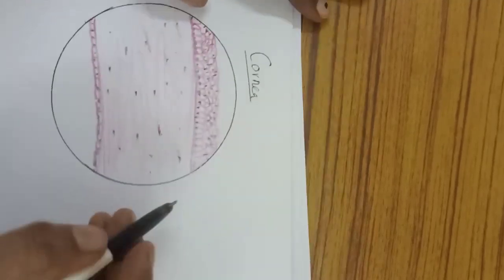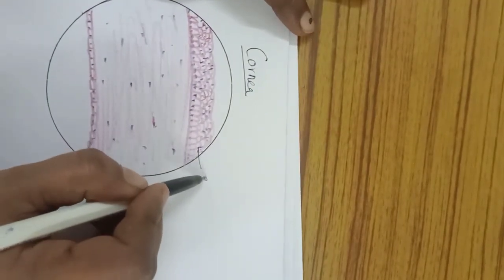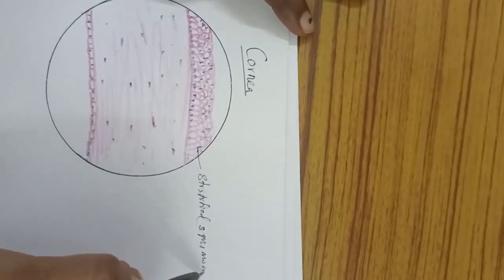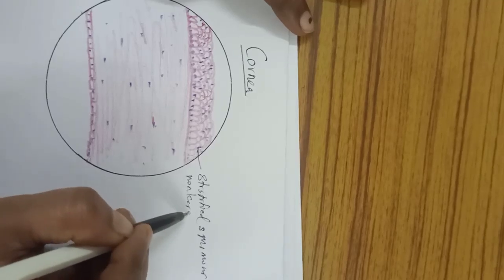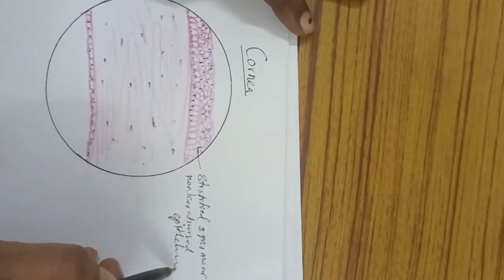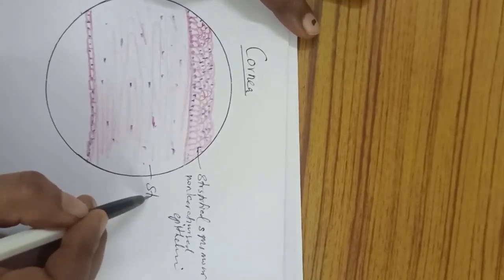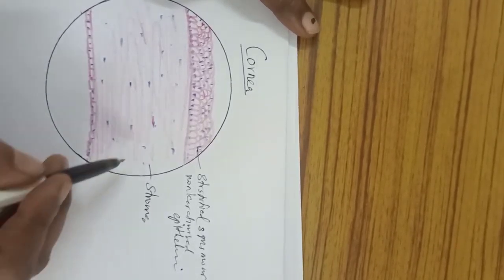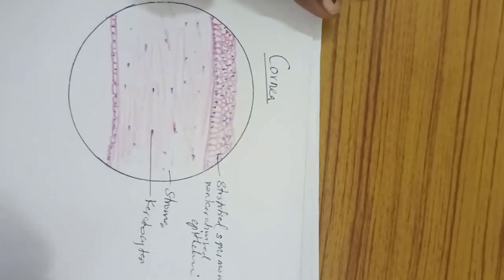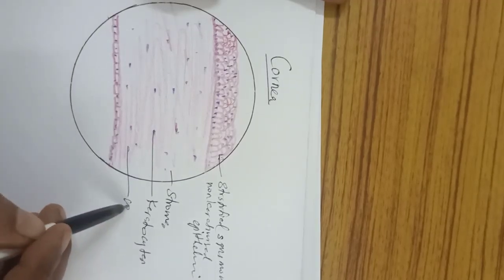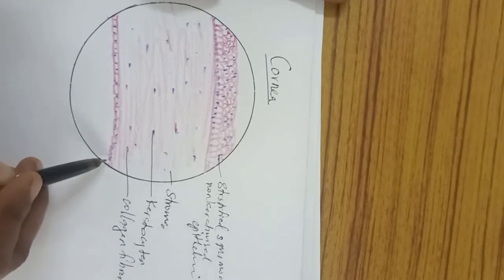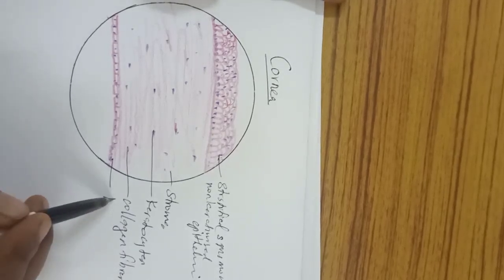Now just label. This is the first layer. It's made up of stratified squamous non-keratinized epithelium. And this is the stroma. Then keratocytes, I told you already. And the fibers present here are the collagen fibers. And this is the Descemet's membrane.